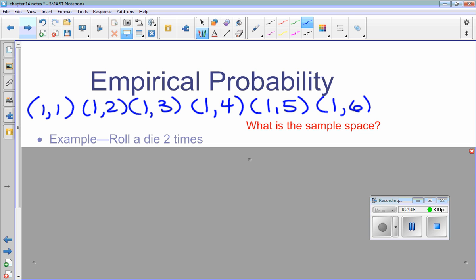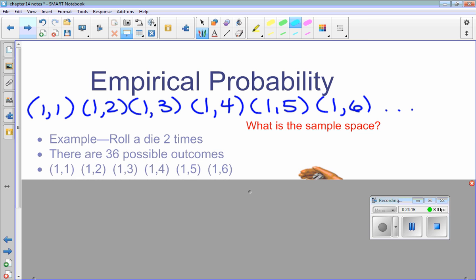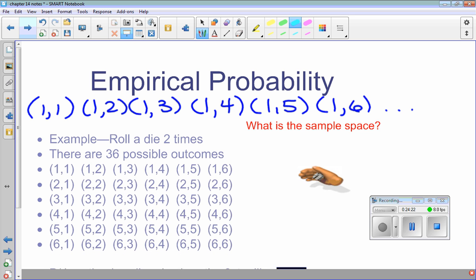So rolling a die twice and listing out, I would say dot, dot, dot. There's definitely a lot more than that. Do you agree? The sample space is large. There are 36 possible outcomes, and I have in fact listed them here. You don't need to write all this down, but I want you to notice a couple of things. There are only 6 doubles.